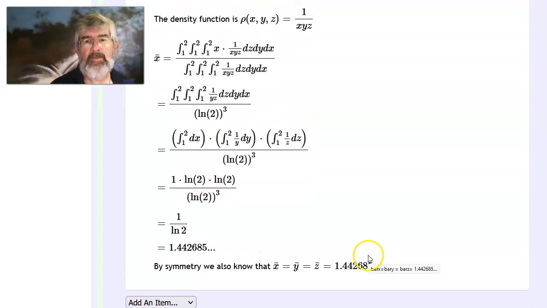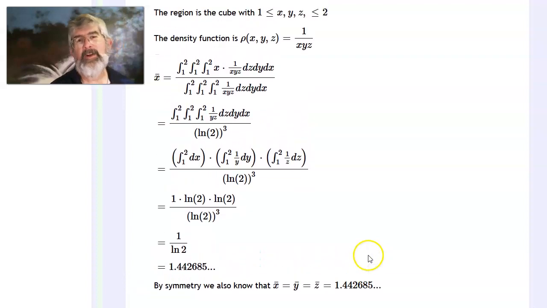So there you go. The center of mass of an object is the weighted average for the x value, for the y value, for the z value. You're finding the average value, but with the density function, you're finding the weighted average.